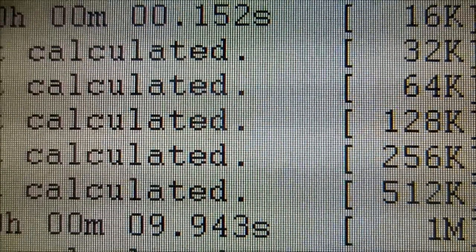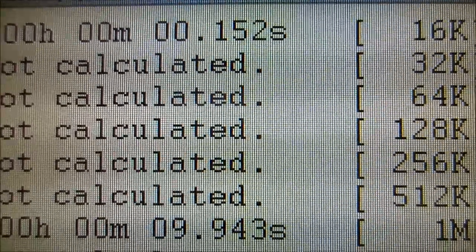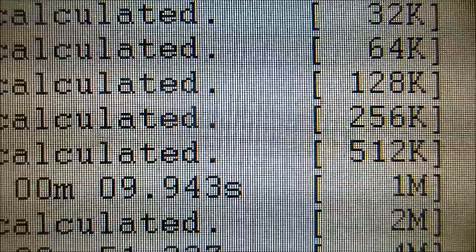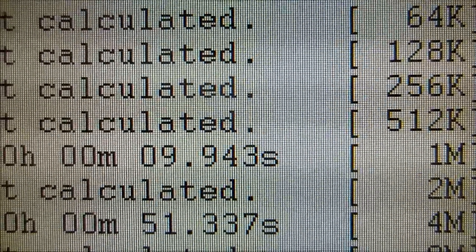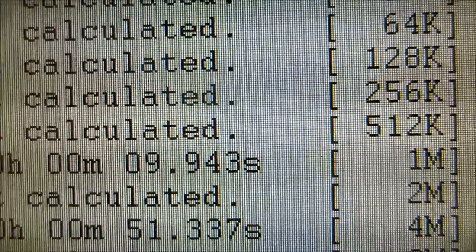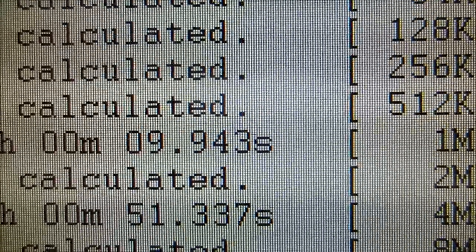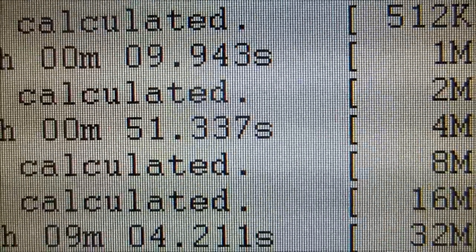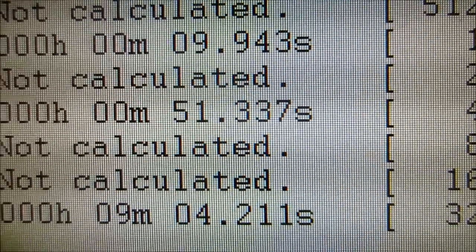There we go, it's done. So, guys, let's do 3 different tests. For 1 million digits of pi, it took Atlas 9.943 seconds. And there is your proof there at the bottom. For 4 million digits of pi, it took me nearly a minute, 51.337 seconds. For 32 million, it took me 9 minutes.